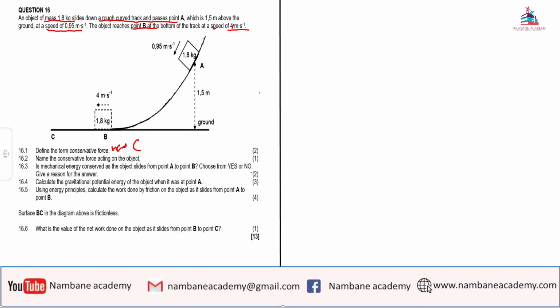Yes. Let me read it out quickly so that we can sort it out. It says a force in which work done is independent of the path taken due to the gravitational force. That one is a definition from a textbook, I want to believe.